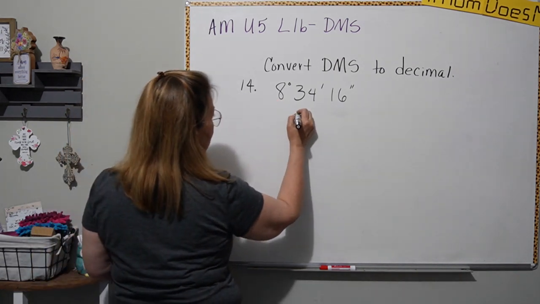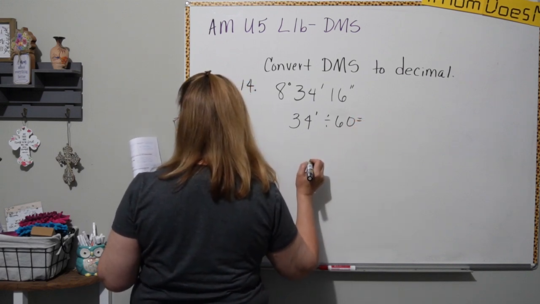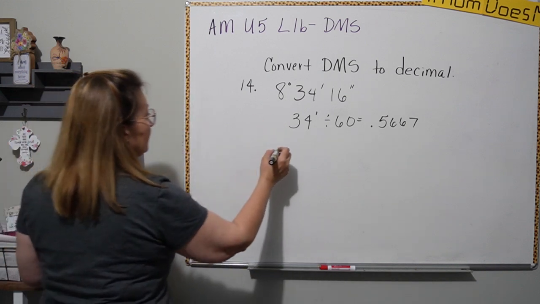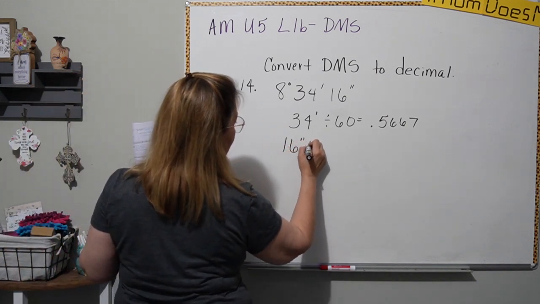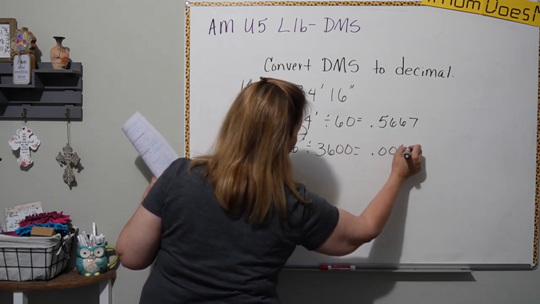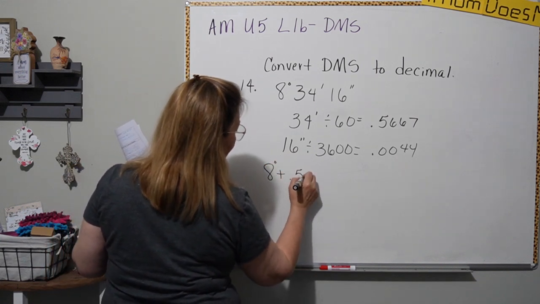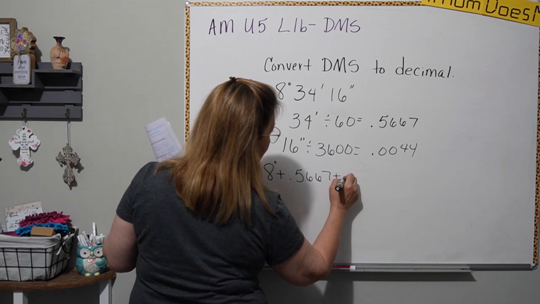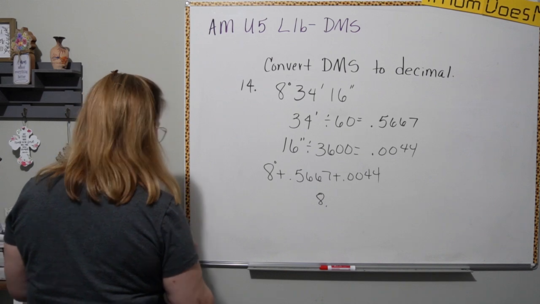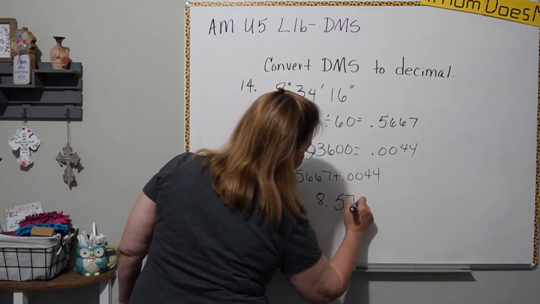Okay, for number 14, we're going to convert 8 degrees, 34 minutes, 16 seconds. Not touching the 8 degrees, but I'm going to take 34 minutes and I'm going to divide that by 60, and that is going to get me 0.5667. Then I'm going to take the 16 seconds and I'm going to divide that by 3600, which will get me 0.0044. So then we're going to add 8 plus 0.5667 plus 0.0044, which will get me a final answer of 8.5711 degrees.